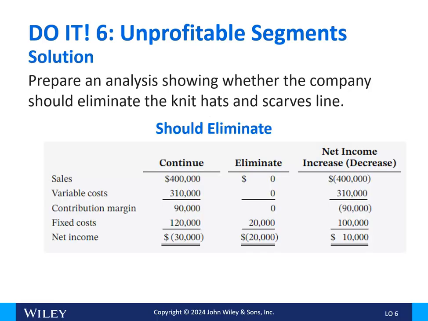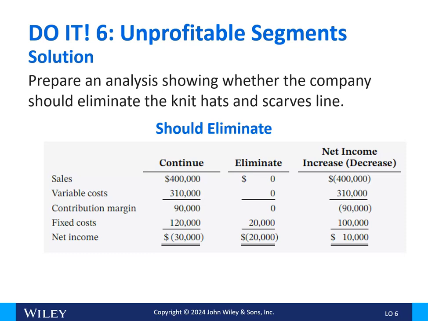So if we continue, we have our sales and our costs that we just outlined, so a loss of $30,000. If we eliminate it, we only have the fixed cost of $20,000 remaining. So that's a better option to eliminate it because our net income will increase by $10,000.